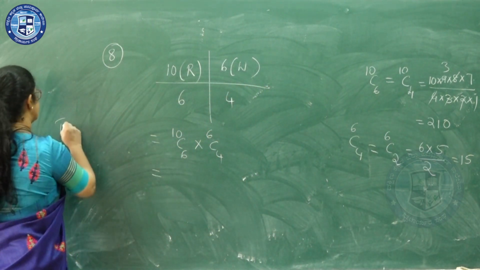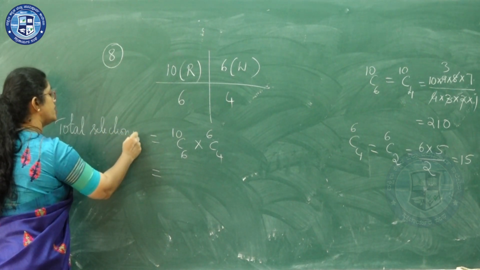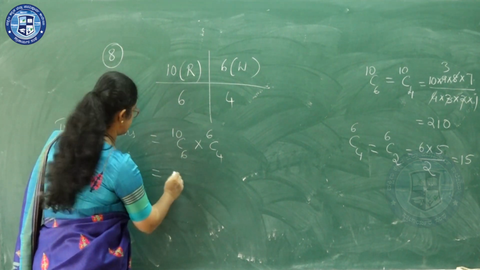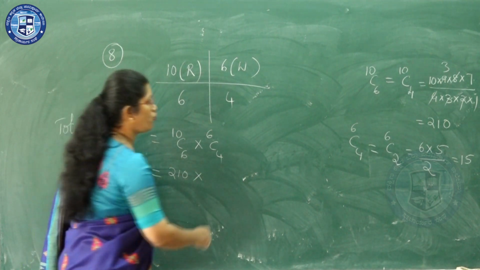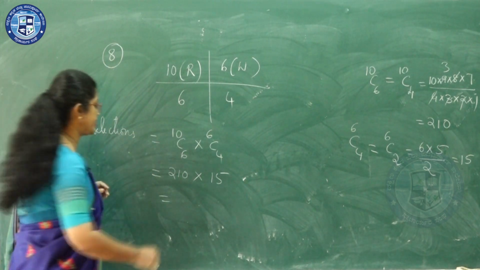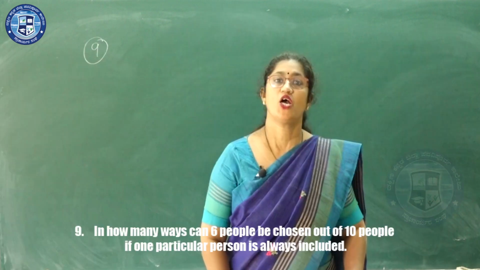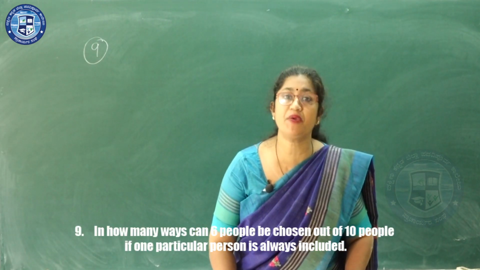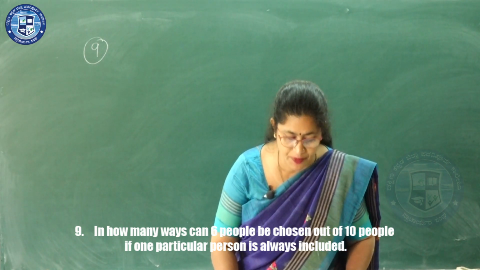So now come back to the formula. Total number of selections is 10C6 into 6C4. 10C6 is 210 into 6C4 is 15, and when I multiply these two, I get 3150.